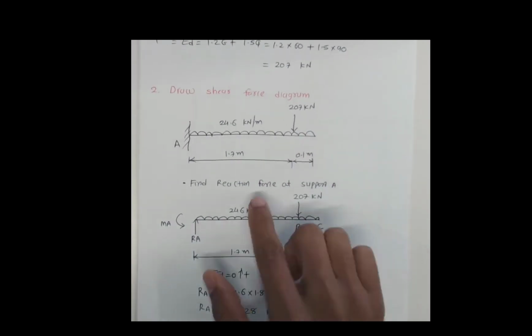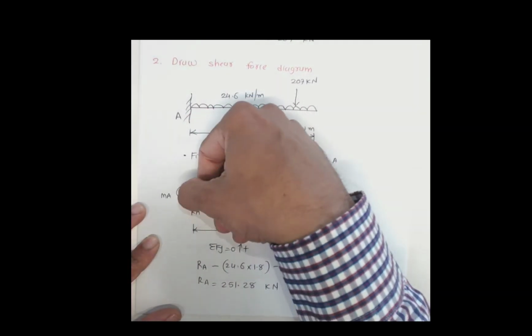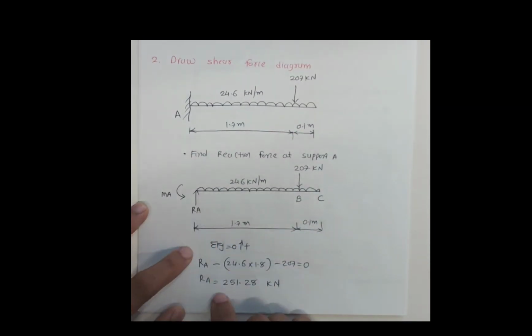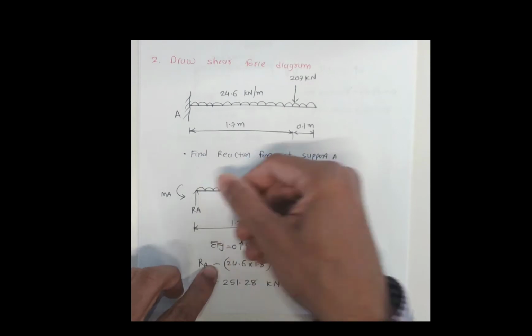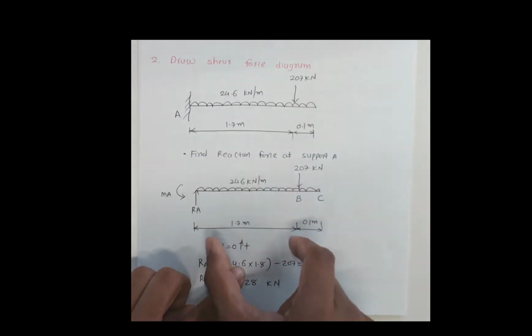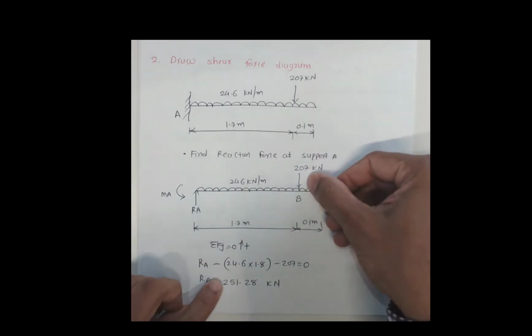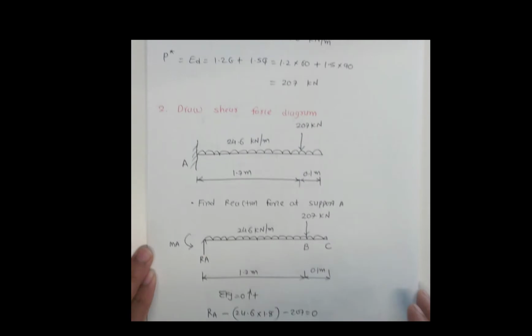Now we need to first find the reaction forces. That is quite obvious here. We need to find the reaction force here, and we have this reaction force. There is another one, axial reaction force. We are not considering it here. If I want to find this reaction force, we can take sum of the forces in y direction equal to 0. Upward is positive. Reaction force RA upwards, this 24.6 times 1.8 that is going downwards, minus 207 equal to 0. Reaction force is given 251.28 kilonewtons.